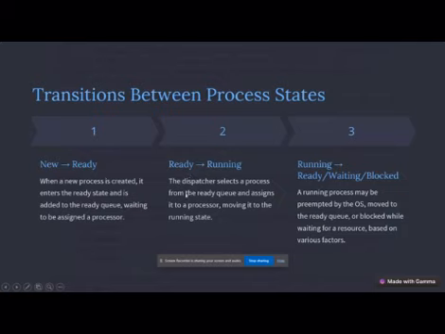The dispatcher selects a process from the ready queue and assigns it to a processor. The dispatcher selects the process from the ready queue, and the processor assigns it and moves it to the running state. From running, it can go to three states: ready, waiting, blocked. Preempted by the OS, which we studied earlier. The running process may be preempted by the operating system, moved to the ready queue or blocked while waiting for a resource based on various factors.